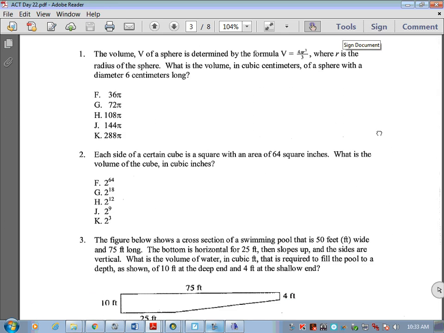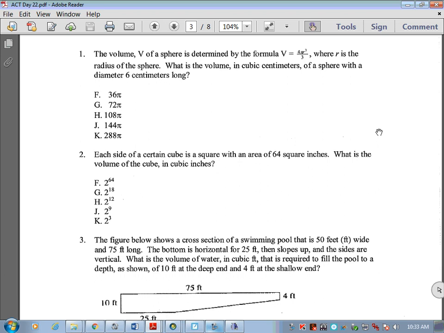Let's see. 1 through 3. Which ones? 3. Anybody besides 3? 1. Okay. Let's do 1 here real quick. It says volume of a sphere is determined by the formula volume equals 4, it's really 4/3 pi r cubed. You can do it 4 pi r cubed over 3, where r is the radius of the sphere. What is the volume in cubic centimeters of a sphere with a, notice it says diameter of 6.